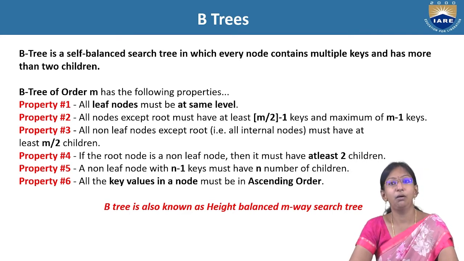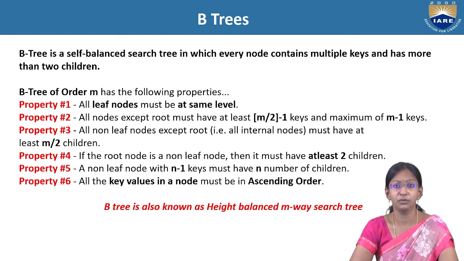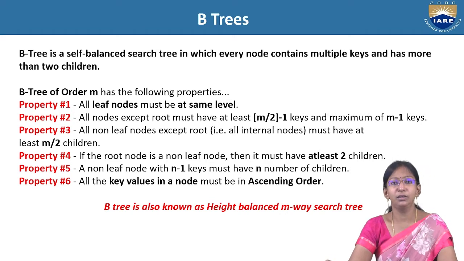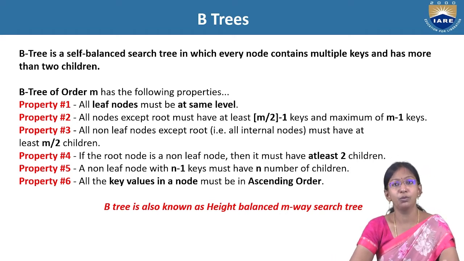Third property: all non-leaf nodes except the root must have at least m by 2 children. The root node at times bears only one child. On the remaining properties, it must have at least 2 children, all the non-leaf nodes have n minus 1 keys for n number of children, and the key values must be in ascending order. The last 3 properties are the properties of a multi-way search tree.